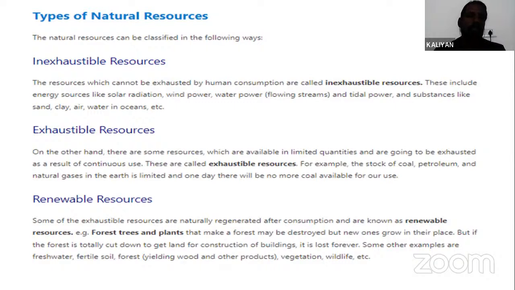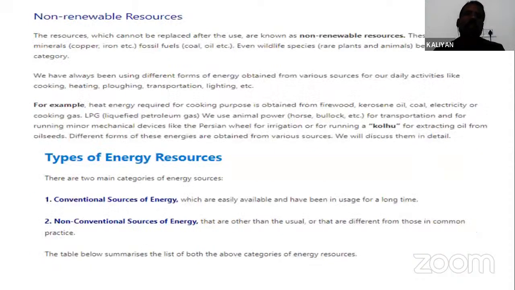And renewable resources: some of the exhaustible resources can be naturally regenerated after consumption. That is called renewable resources. And non-renewable resources cannot be replaced after use. That is called non-renewable resources. For example, heat energy for cooking, heating, fuelling, and transporting. These are the non-renewable energy sources.